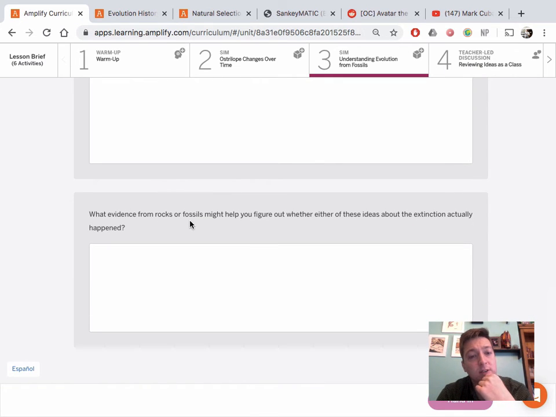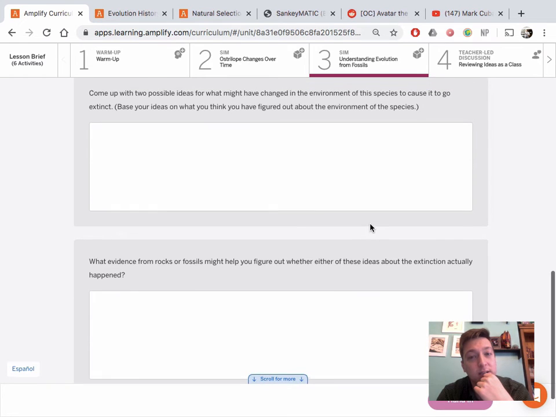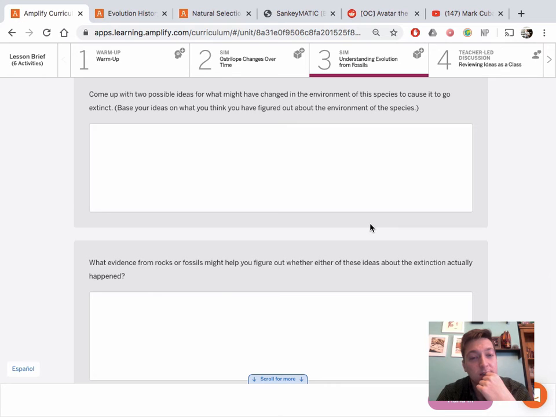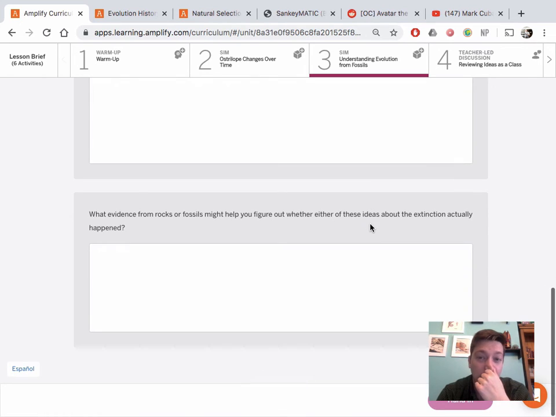What evidence from rocks or fossils might help you figure out whether either of these ideas about extinction actually happened? Well, you can survey the surrounding area and see if there were other changes to the environment. Like, can you find fossils of other organisms there? Can you look at the geology and see that there was a sudden change in the geology somehow? So just signs that the environment changed.